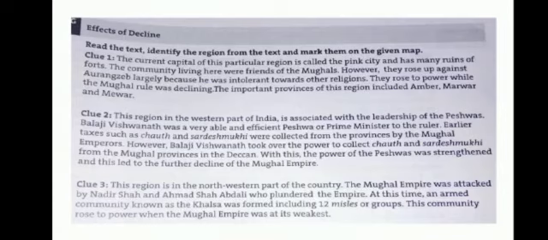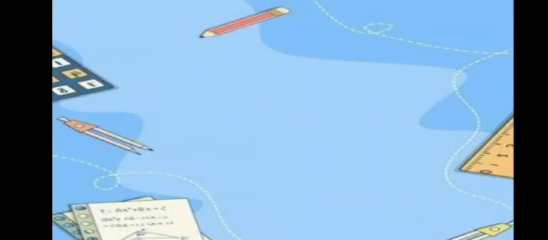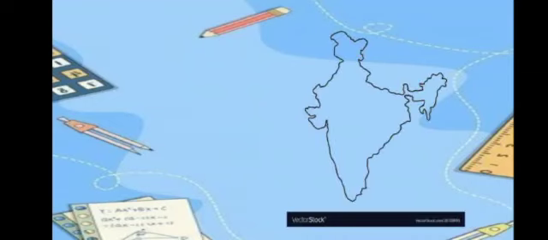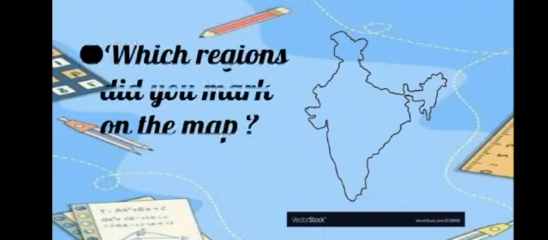Okay, now you will mark Punjab, Rajasthan, and Maharashtra on the map. Like this, you will draw the map in your notebook, or you can purchase it also. Now tell me, which regions did you mark on the map? I already told you the regions are Rajasthan, Maharashtra, and Punjab.